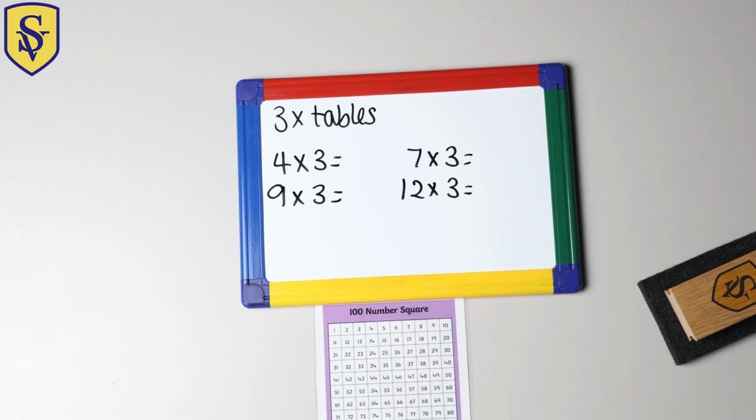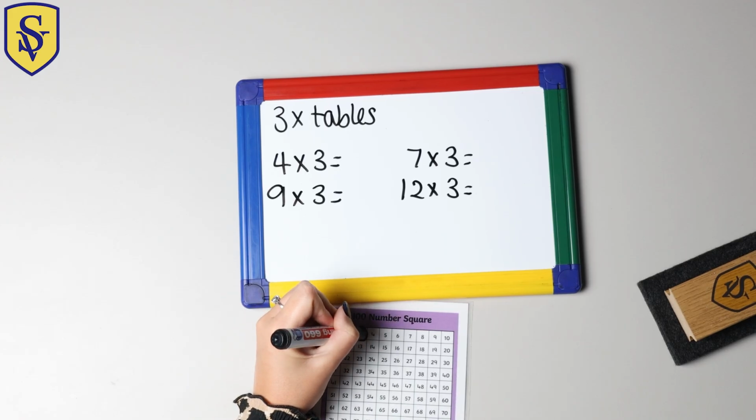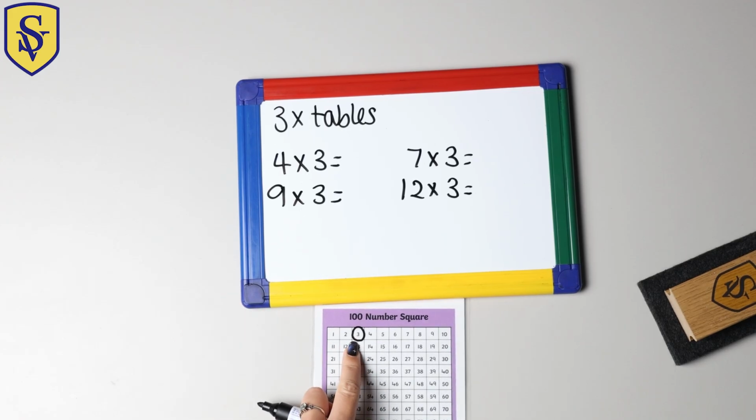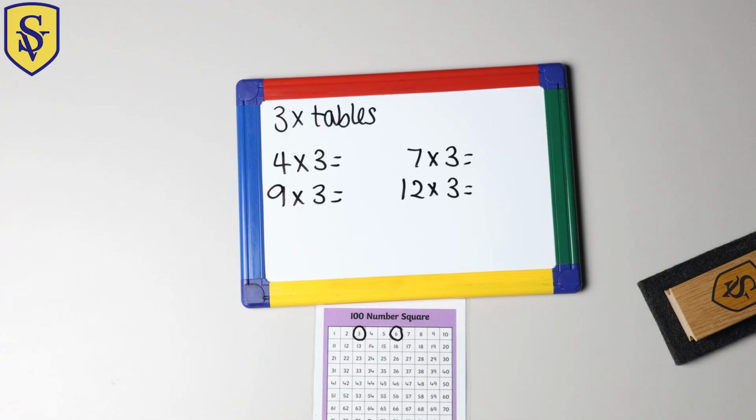So to show your 3 times table on your 100 square, you're going to count 1, 2, and put a circle around the third number. This represents 1 times 3. Then we repeat 1, 2, 3, and put a circle around the next number. And we're going to keep going.